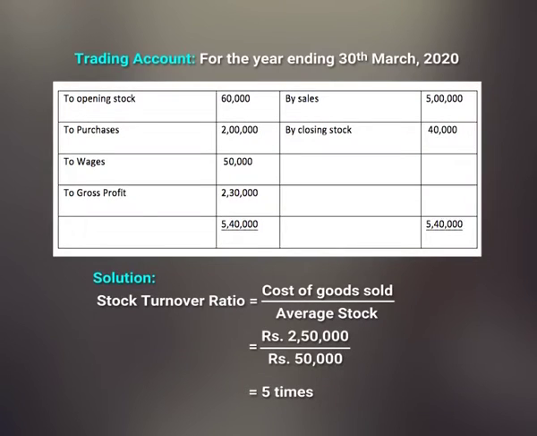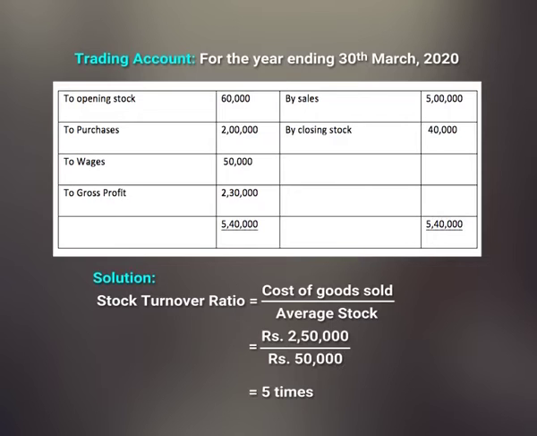We are given the trading account for the year ending 30th March 2020. The particulars given to us are, on the left hand side, which is the debit side, we have to opening stock rupees 60,000, to purchases rupees 2 lakhs, to wages rupees 50,000, to gross profit rupees 2,30,000. Now, on the credit side, that is the right hand side, we have by sales 5 lakhs, by closing stock 40,000. The total of all this is 5,40,000.